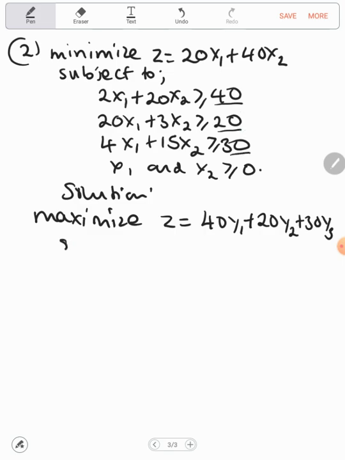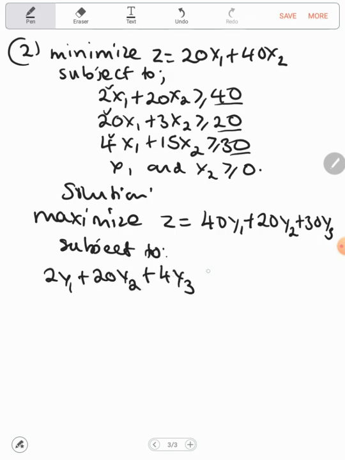Then subject to, you know what will happen. The first constraint will have 2, 20 and 4. So this is 2y1 plus 20y2 plus 4y3, and then less than or equal to 20, as you can see here we have 20.